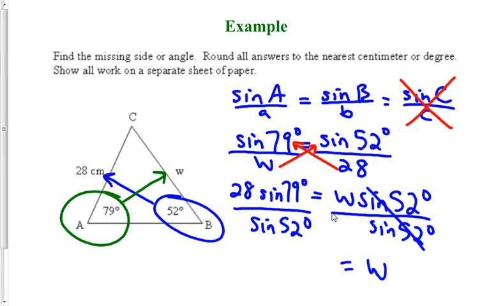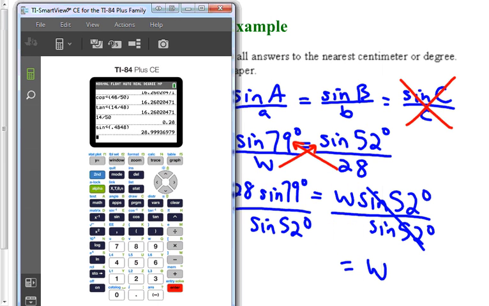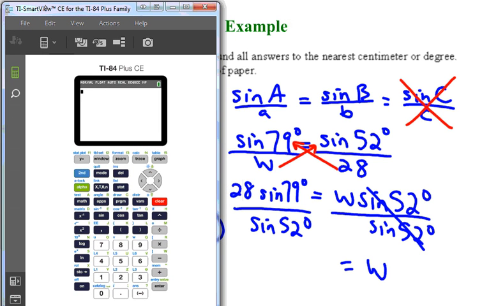Then this whole fraction over here on the left, I can plug all of that into my calculator and find out my answer. So I have 28 sine of 79 degrees divided by the sine of 52 degrees equals 34.8. They asked me to round it to the nearest centimeter, so I'm going to go 35 centimeters here.